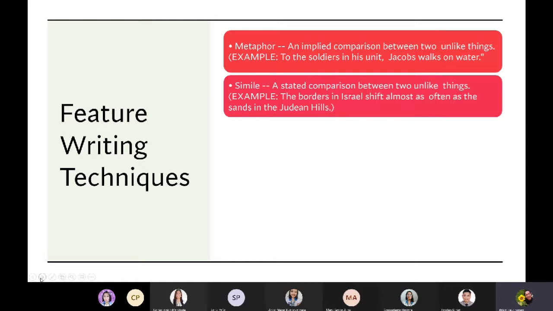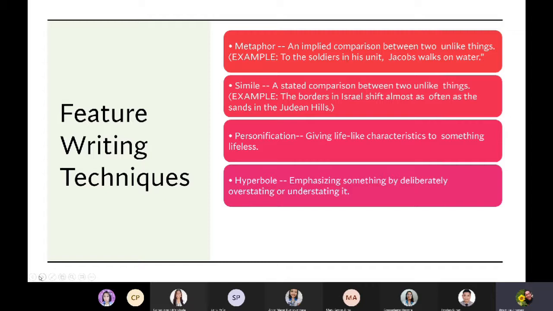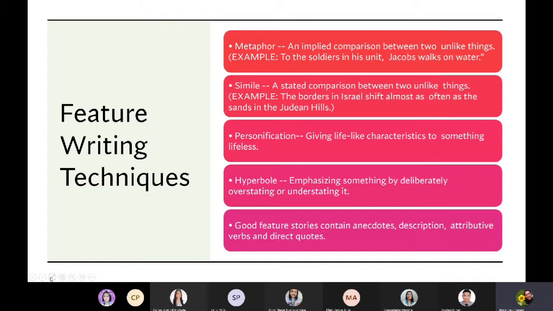Ano pa? Personification. You are giving a human trait to an object that is inanimate. Okay? Like, for example, the flowers bow their heads. The one who bow their heads are human, but it uses the flowers. Hyperbole. Being too exaggerated. Okay? And then, it can contain anecdotes, description, verbs, and direct quotes. So these are some feature techniques that we can use in writing.